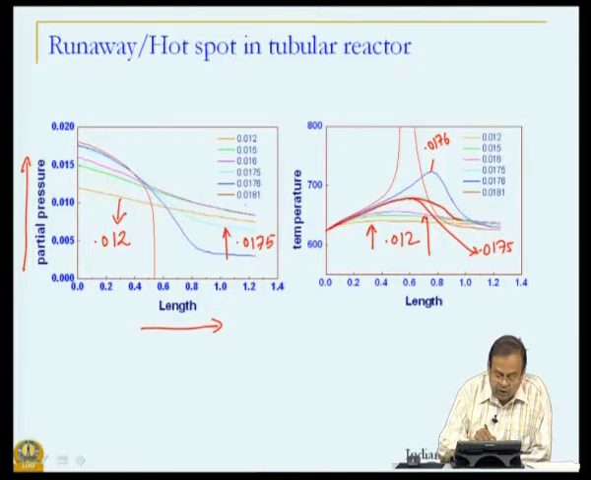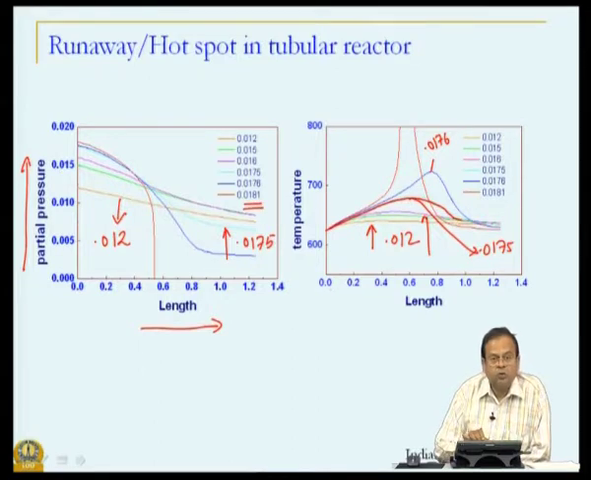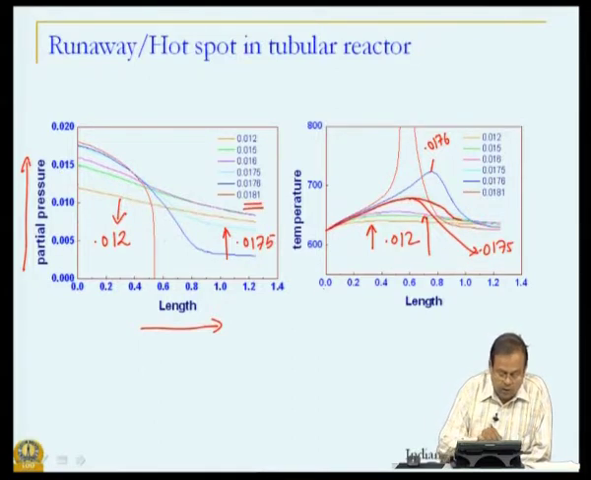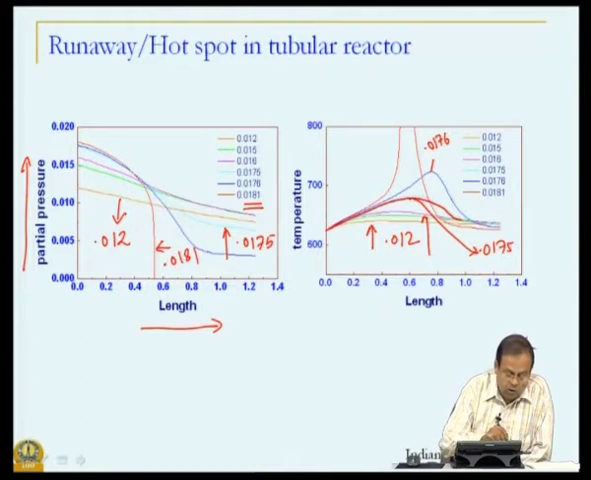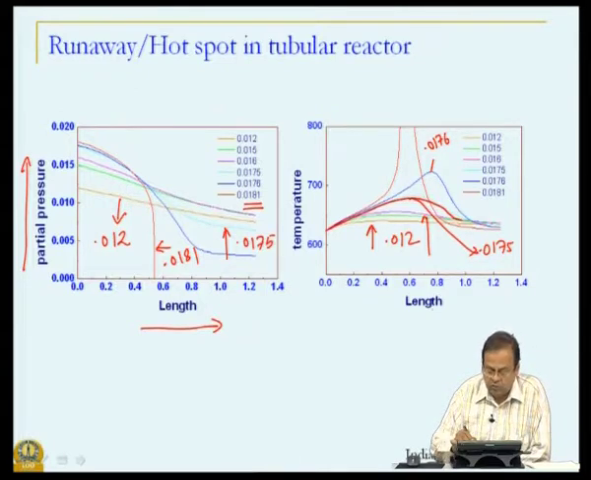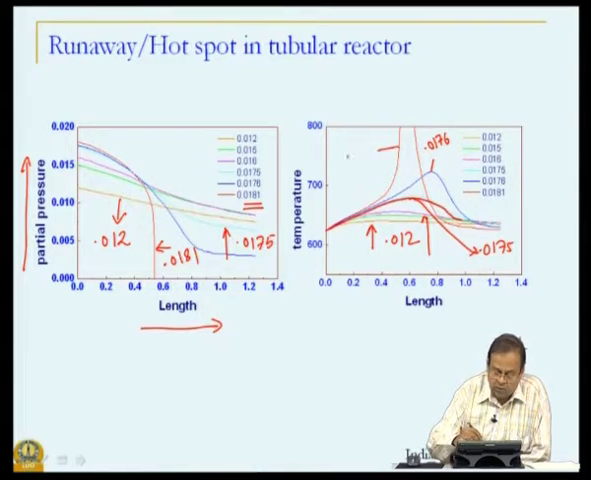But what happens when our partial pressure is 0.0181? The reactant comes down to a 0 value in a very short span of time. But what is worrisome is, look at the temperature when the partial pressure is 0.0181.